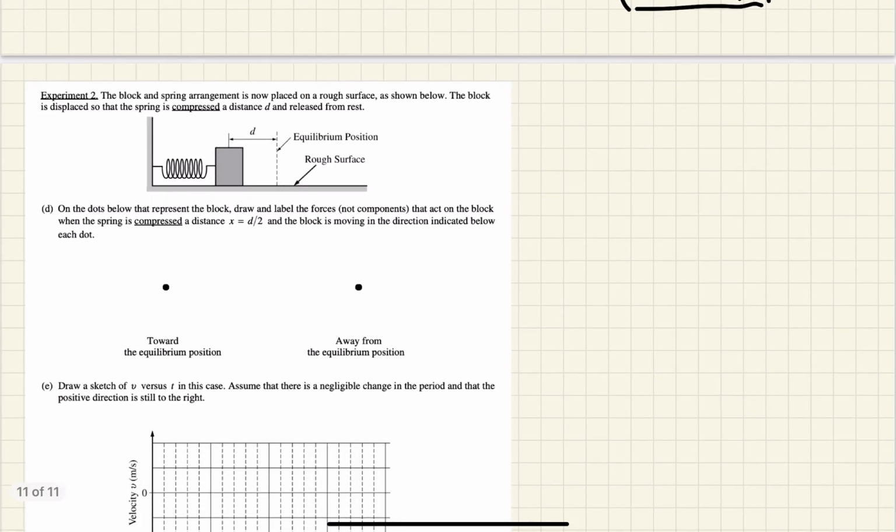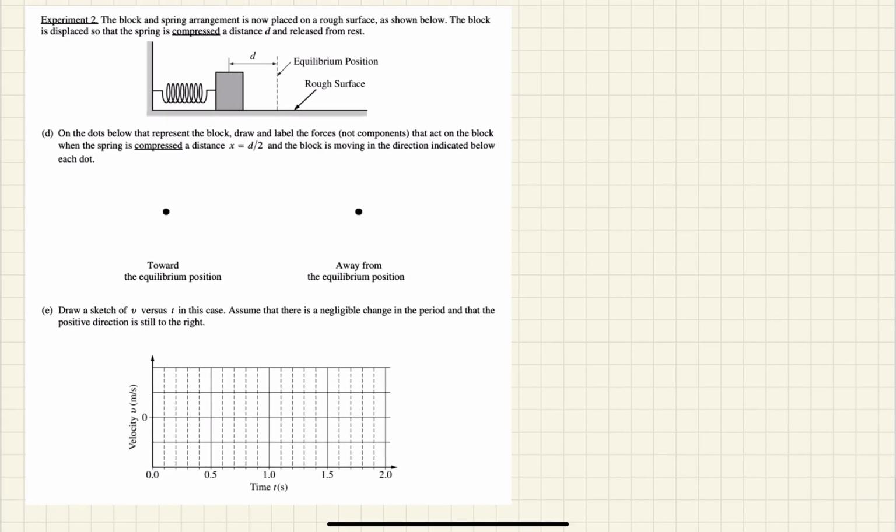All right, not bad. Final 2 questions. It's a different experiment this time, not the exact same one. So this time there is a mass here and a distance d there. It's saying when it's compressed at distance d and the block is moving towards equilibrium position, so it's like right there and it's moving this way. What are the forces going to be?